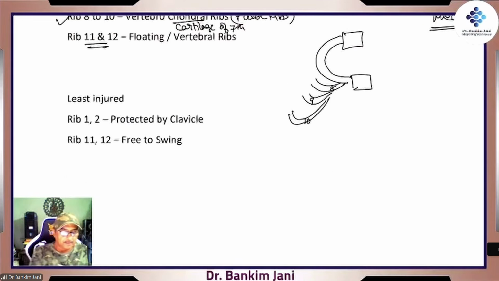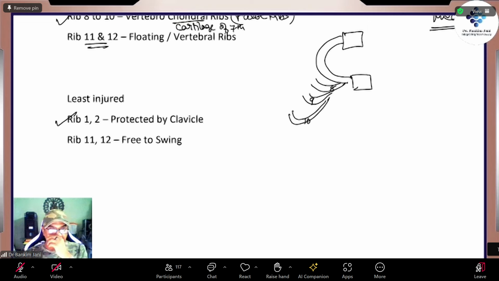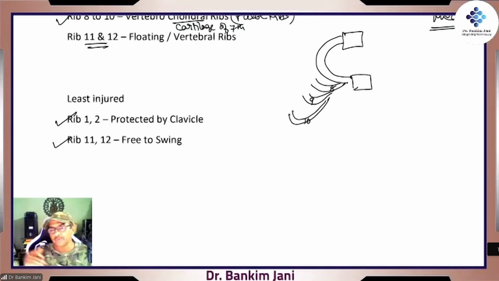Least injured are ribs number 1 and 2, protected by the clavicle. This is the clavicle, and they are just underneath it. In case anything happens, the clavicle will break, but ribs 1 and 2 won't break that easily. Ribs number 11 and 12 are free to swing because only one end is there, so they can't be broken that easily. Second, they are so small and wrapped up in muscles that they are not even affected frequently. Floating ribs are not supported from the front. They have just one end on the backside, and they move with respiration.